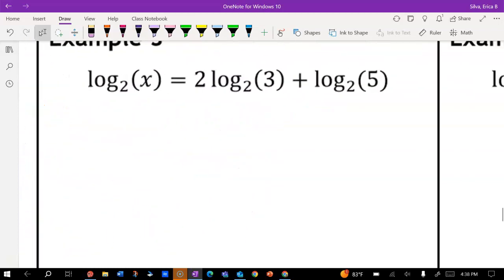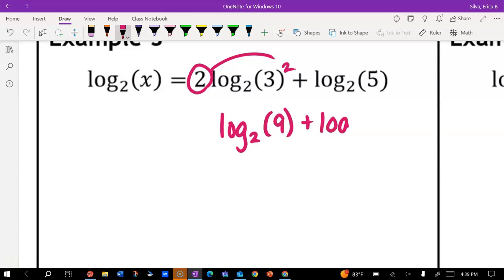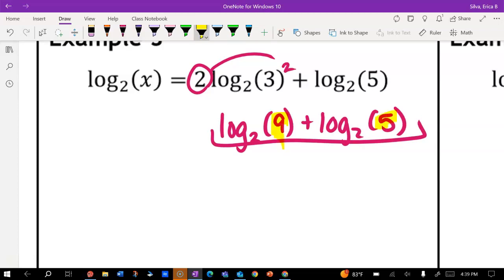Okay, let's look at the next one. Again, we have more than one log on the right side, so let's see if we can condense it. We first want to move this to its exponent, and 3 to the second power is 9, so we can just say log base 2 of 9 plus log base 2 of 5. Now for these two, because we're adding them and they have the same base, we can multiply the arguments. So we're going to write it as 1 log base 2 of 45, because remember, we're doing 9 times 5.